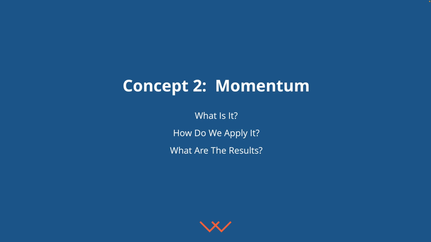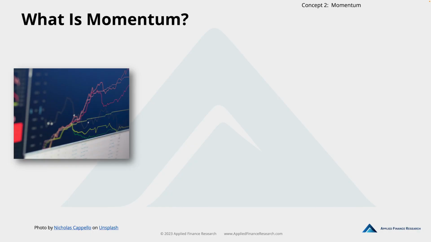The second Ken Long concept we are going to look at is momentum. And again, we'll look at what is it, how do we apply it, and what are the results. So what is momentum? Well, to oversimplify, momentum is the capacity for a price trend to continue.